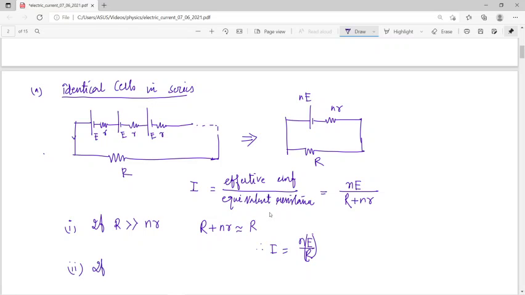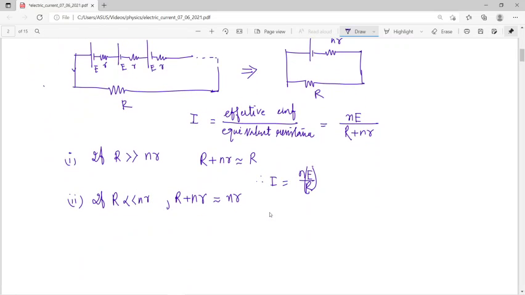And if the value of R is much less than Nr, then R plus Nr can equivalently be written as Nr, so I can be written as Ne by Nr, that is nothing but E by r, which is equal to the current due to a single cell. That means if a large number of cells in series are connected to a very small external resistance, then the current from this combination will be equal to the current due to a single cell. That means there is no use of such a combination of cells. That means you should use a larger external resistance value.